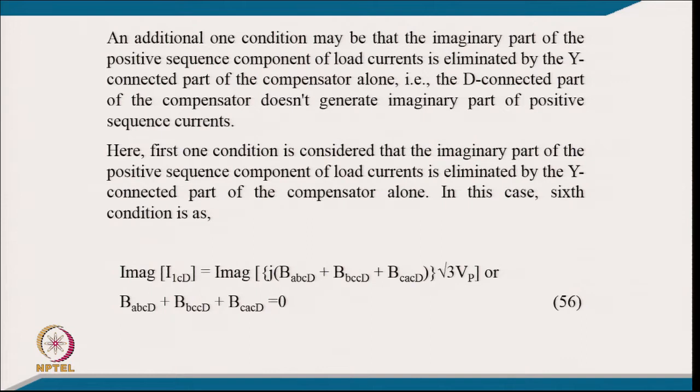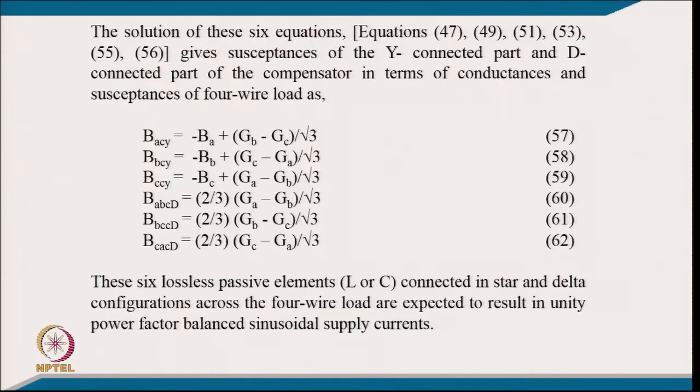In this case, the sixth condition is that the imaginary part of the positive sequence delta connected compensator current I 1 C D should be equal to imaginary, j times B A B C D plus B B C D plus B C A C D, V P divided by root 3, which should be equal to 0. This gives a condition: the sum of all 3 susceptances of the delta connected network should be equal to 0. So, this is the sixth condition, and we already have the 5 conditions.